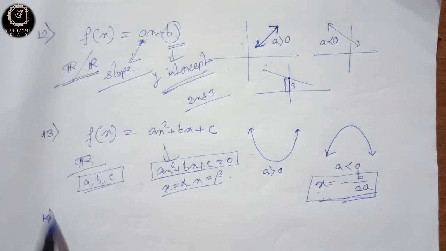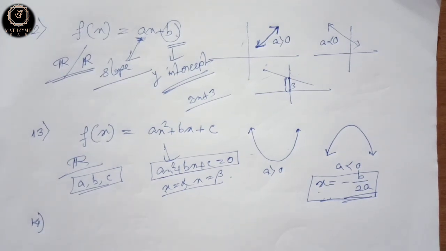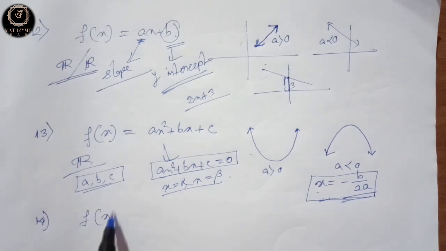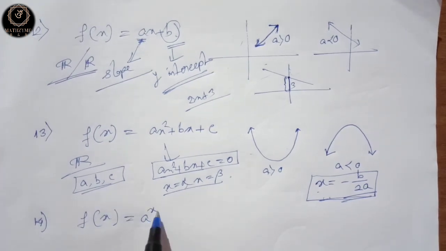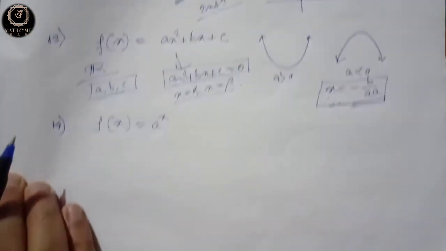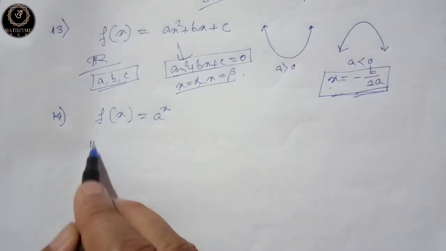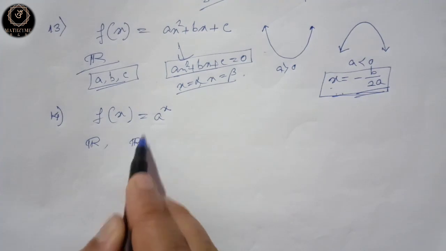Okay, now our next function is the exponential function. What is an exponential function? An exponential function is of the form a to the power x. The domain of the exponential function is R, and the range set is the positive reals.